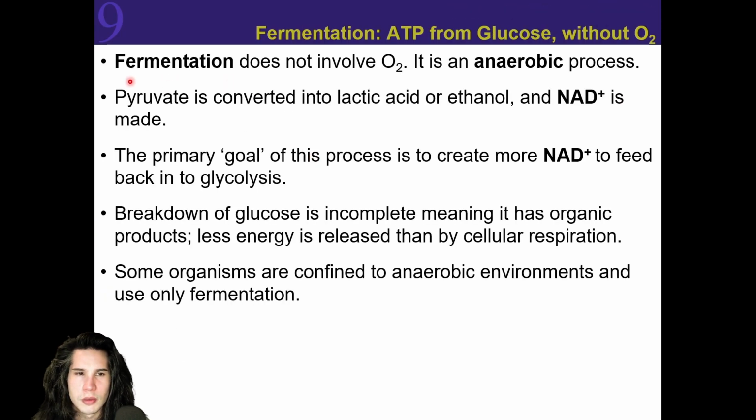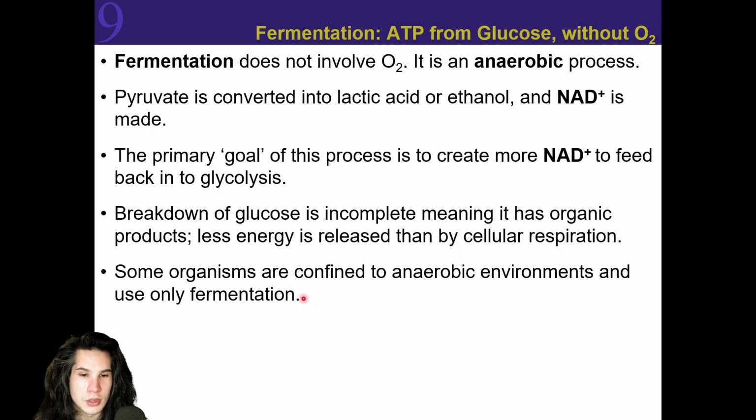So in short, fermentation doesn't directly produce ATP. What it does is it potentiates glycolysis by creating more NAD+. So the primary goal of this process is to create more NAD+ to feed back into glycolysis. And in the process of fermentation, the breakdown of glucose is incomplete, meaning that it's left with organic products that aren't completely broken down like you would get in aerobic cellular respiration. So you're actually harnessing less energy than you would through aerobic cellular respiration.